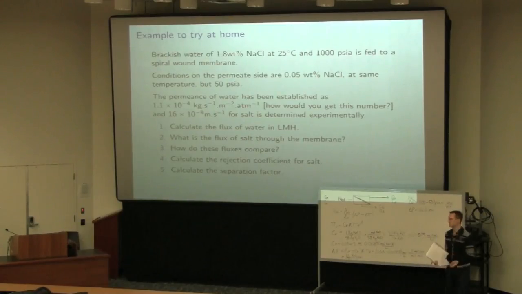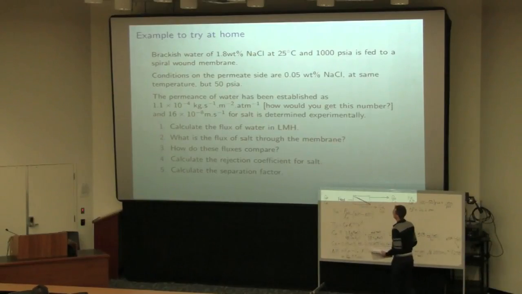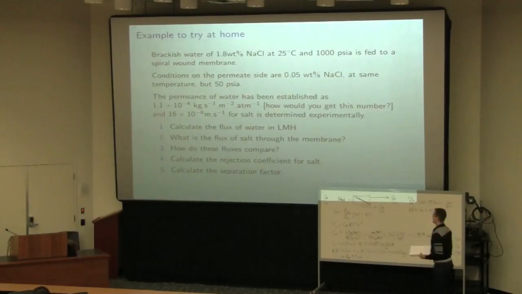Once you've got that, you're in a position to calculate the flux of water. We've got delta P, we've got delta pi, and we're given the permeance of the membrane. So it's a straightforward step to calculate the solvent flux. Write that down, and if you've got this already, just go ahead and calculate the solvent flux in L per meter squared per hour. We'll move straight on.